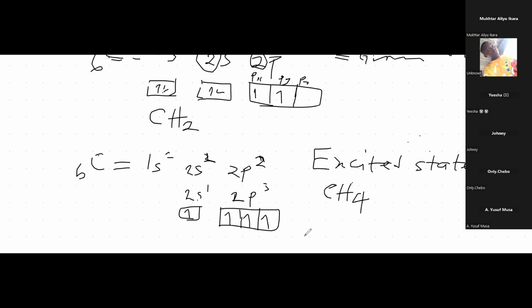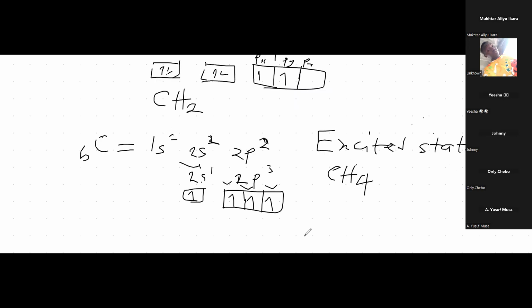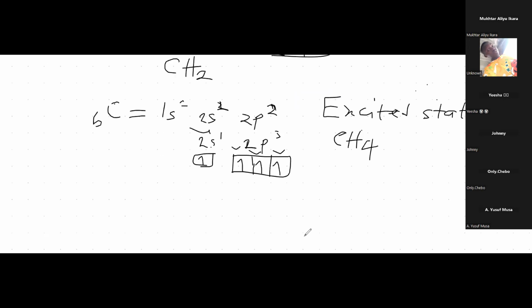So now, if we have this, what will happen? How do we get hybridization? Of course, we have 1s here, and then we have 3p because we have 1 electron here, 1p here, 1p. So therefore, at the end, the hybridization here is going to be sp3, or we can say 4sp3.